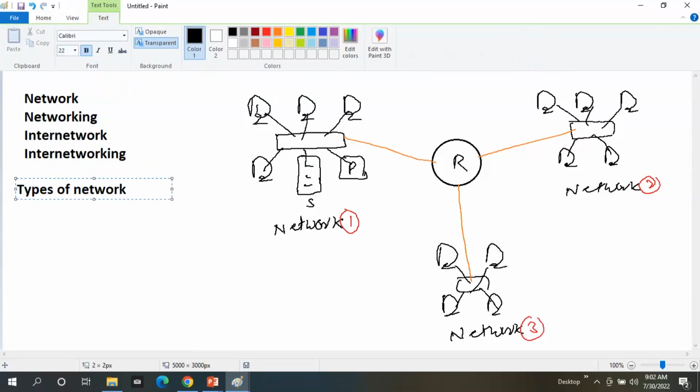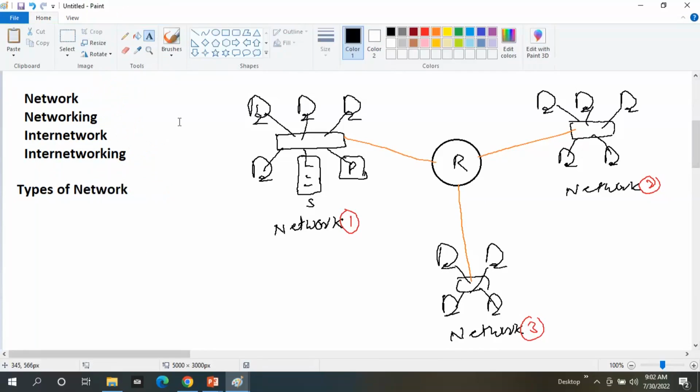What types of networks do you have? People will say local area network, wide area network, metropolitan area network, SPAN, or campus area network. We have different types of networks, right? But majorly we have only 2 networks: local area network and wide area network, LAN and WAN.